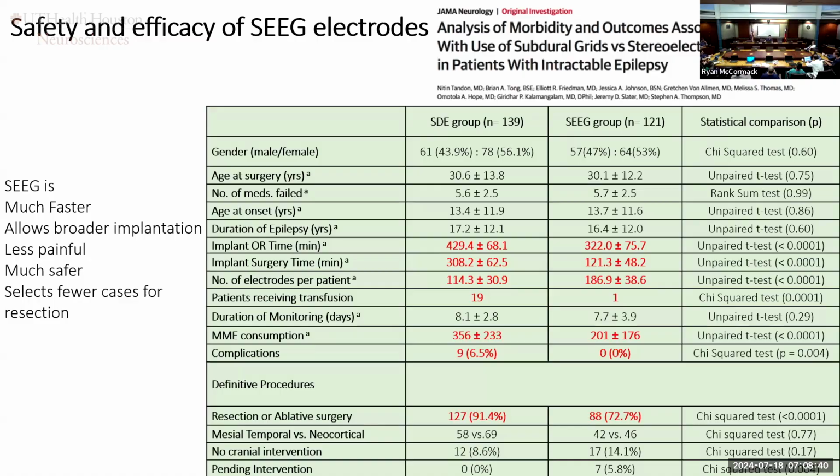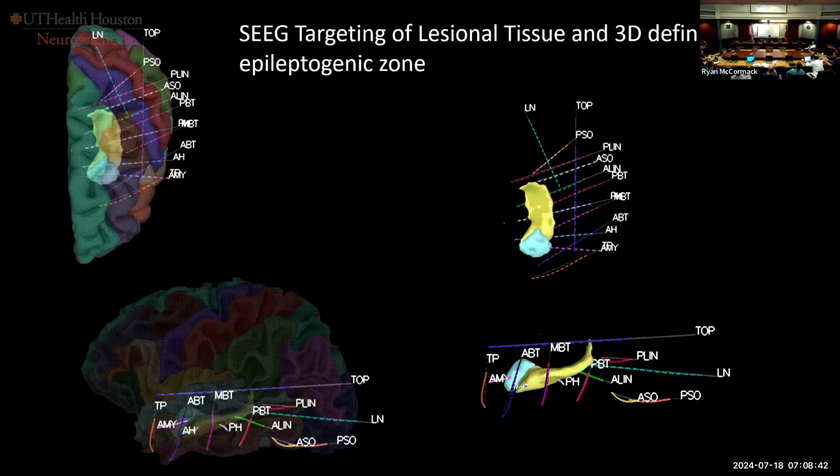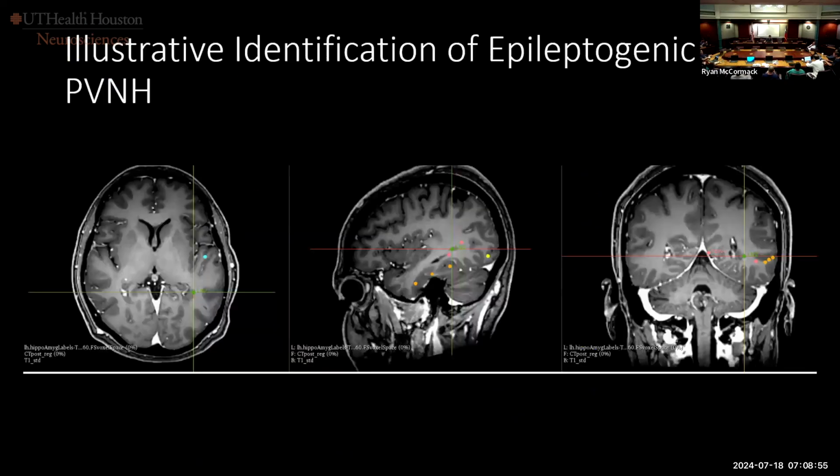This is an example of how densely we can actually look at and sample different regions of the brain. You can see very high density of electrodes within the cortex here. Back to our patient, here's an example of some of the slices showing these individual electrodes. And here you can see that we have fairly good analysis of this PVNH nodule right by the ventricle.